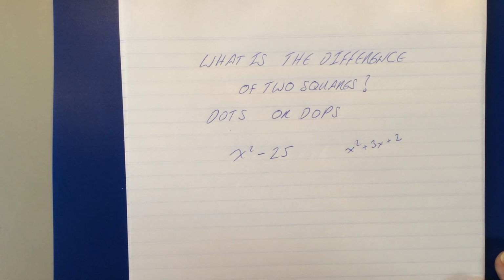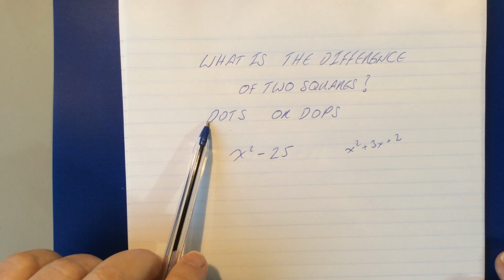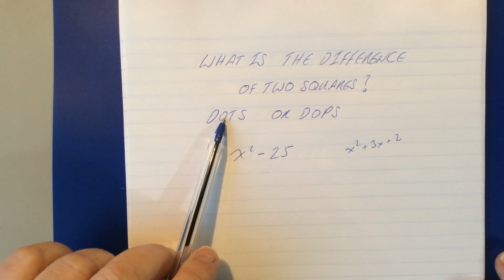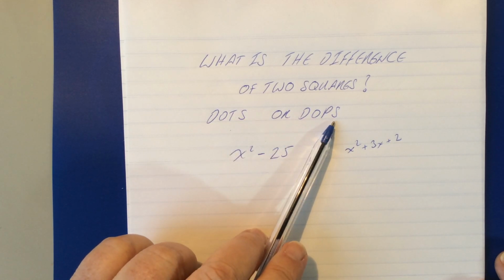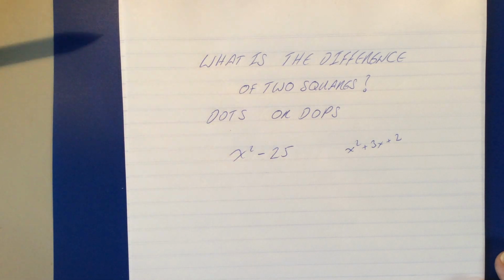What exactly is the difference of two squares? Well, it doesn't help that it's got two names. Sometimes it's referred to as DOPS, the difference of two squares. Sometimes it's referred to as the difference of a perfect square or the difference of perfect squares.